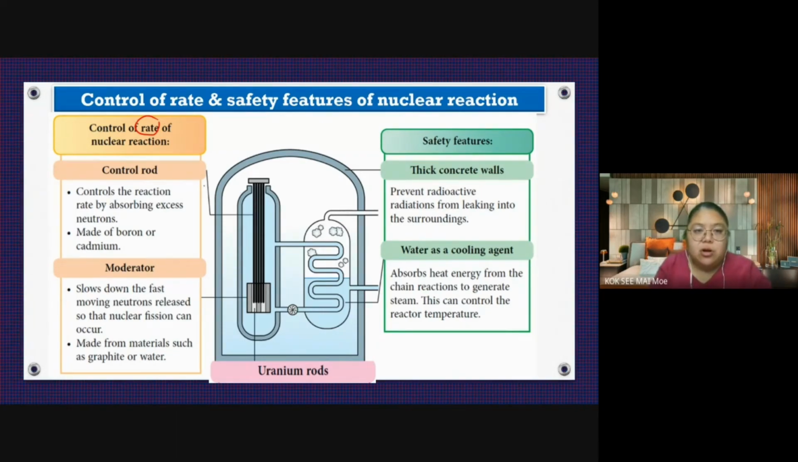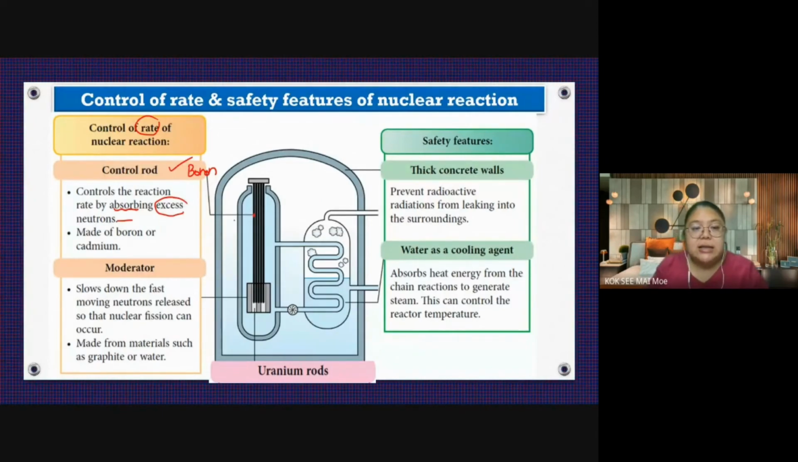First we have the control rod. The control rod is this part, the dark colored one. The control rod controls the reaction rate by absorbing the excess neutrons. The control rod is normally made of boron. For your notes, write boron control rod. Its function is to absorb the neutrons. When they absorb the neutrons, the uranium cannot undergo nuclear fission.